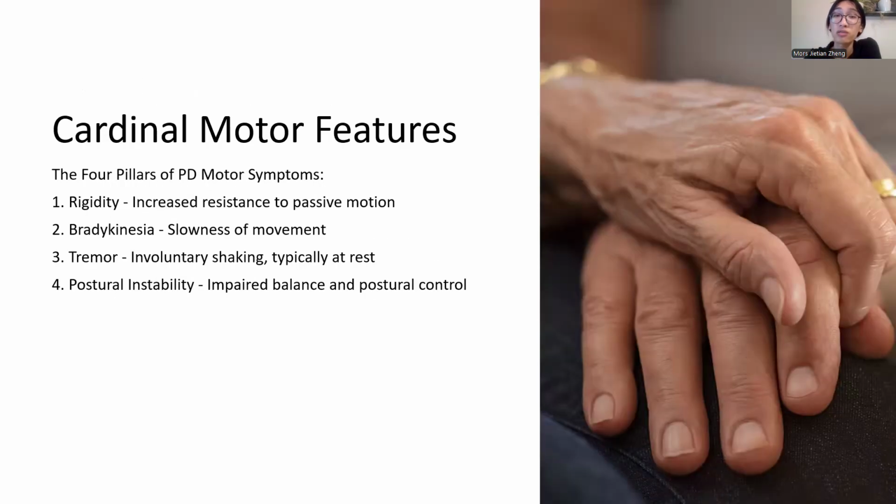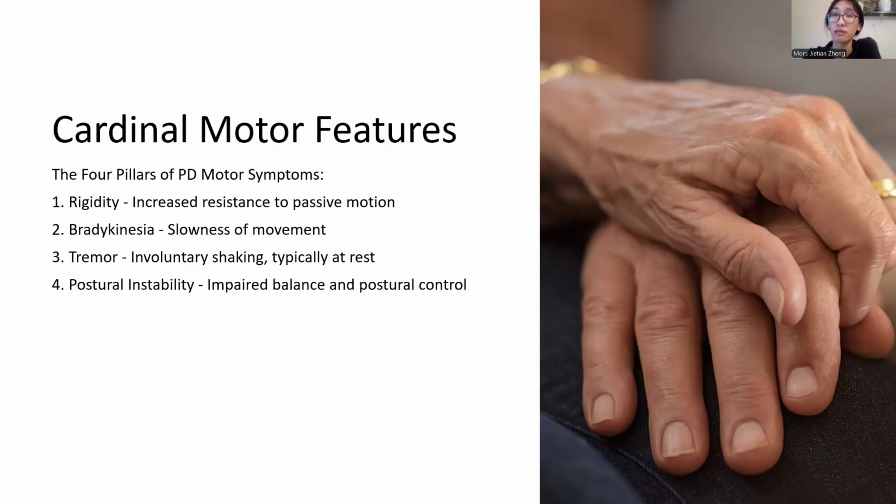So the diagnosis of Parkinson's disease relies heavily on recognizing four cardinal motor features. Think of these as the four pillars that support a Parkinson diagnosis. So first is rigidity, which patients often describe as feeling unusually stiff and heavy in their limbs. This isn't normal muscle stiffness after exercise, but rather an increased resistance to passive movements that affects both directions of motion.